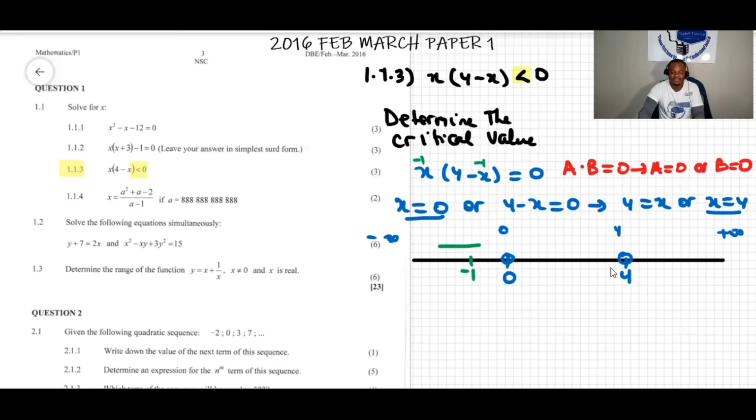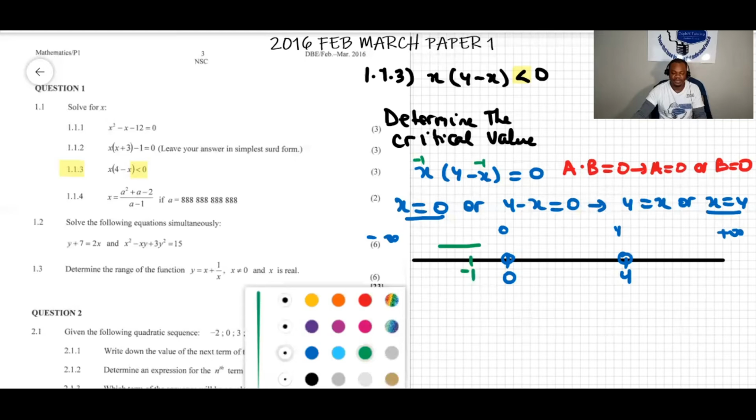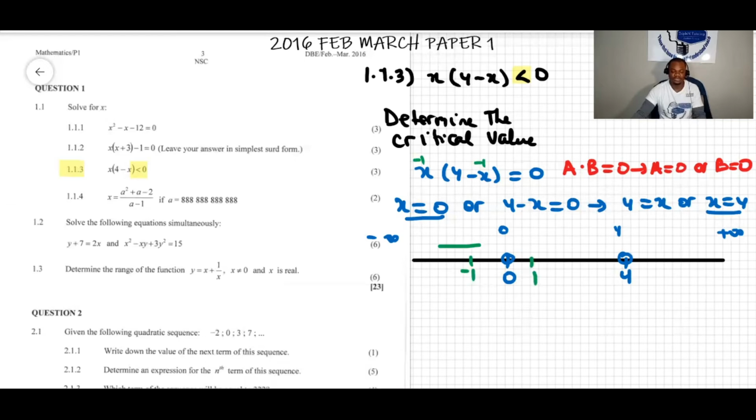Now I want to pick a number in this interval. I prefer to take the simplest number that I can calculate easily with, like 1, for instance. If I have 1, I get 1 times 3, and that's positive on this side. Then over here, I take a number like 5. If I substitute 5 for x and work it out, you're going to get a negative answer, because you have 5 times -1, which is negative.